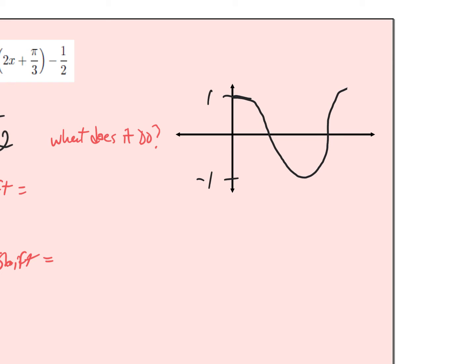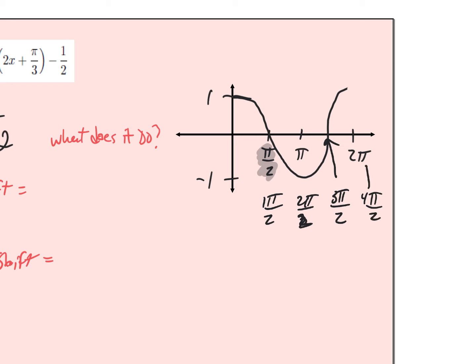You always graph the parent one first, even including the 1 and the -1. And then you go to 2 pi. Now I'm cutting them in half. Half of 2 pi is 1 pi. Half a pi is pi over 2. And that right there tells me what I'm counting by. 1 pi over 2. This is so much easier. 1 pi over 2, 2 pi over 2, 3 pi over 2 goes right there, and 4 pi over 2 is the same as 2 pi.